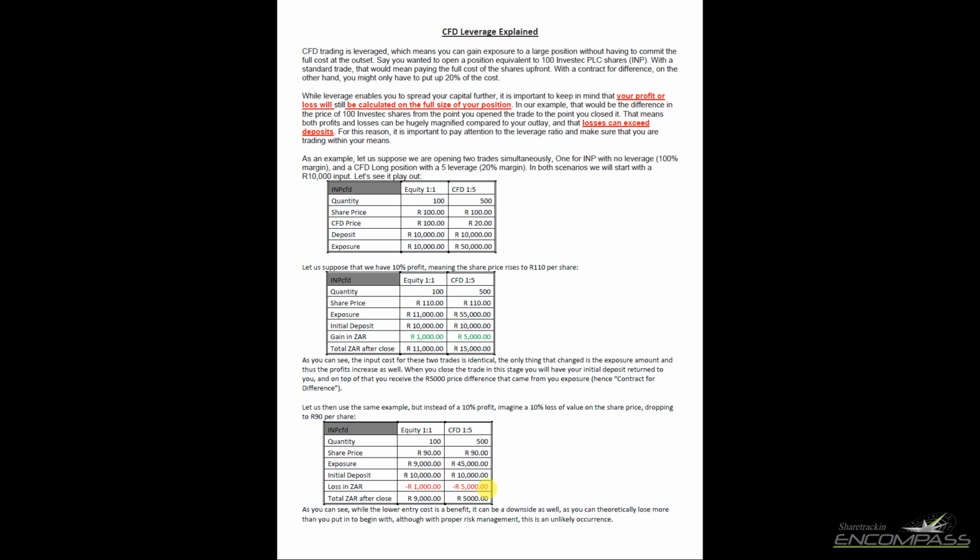but you can see that your hit was much larger here. We only lost 1,000 Rand on the equity side, but we lost half of our trade on the CFD side. As you can see, while the lower entry cost is a benefit, it can be a downside as well, as you can theoretically lose more than you put in to begin with. It's only in theory though, because with proper risk management, it's not going to really happen ever.